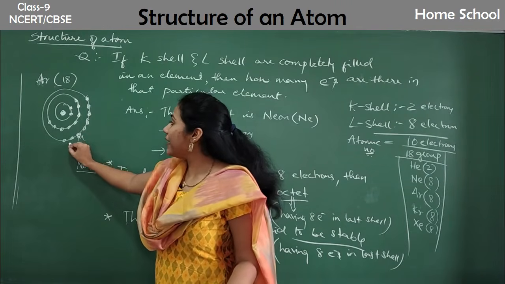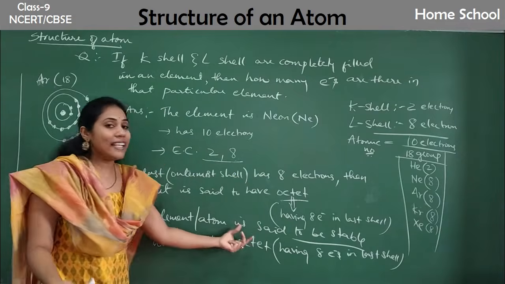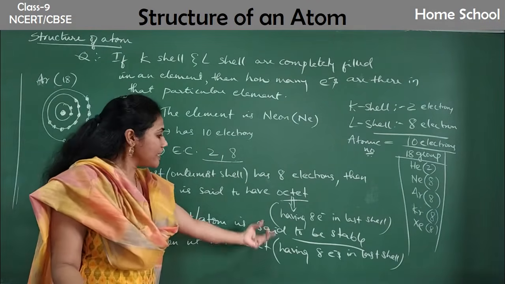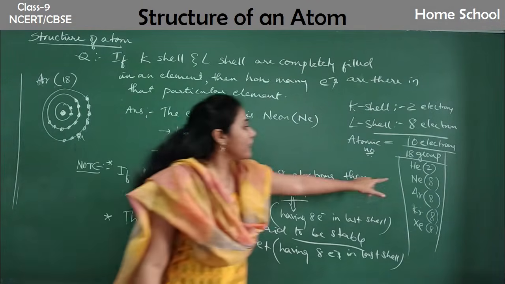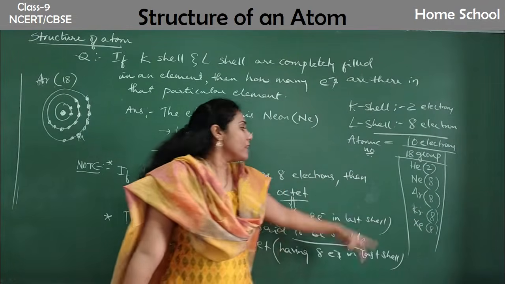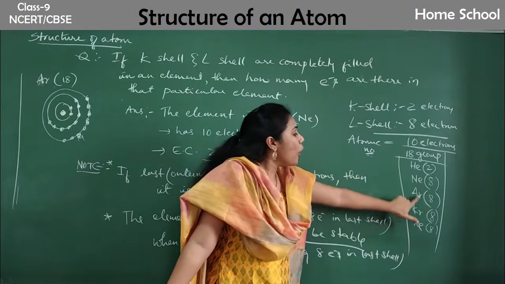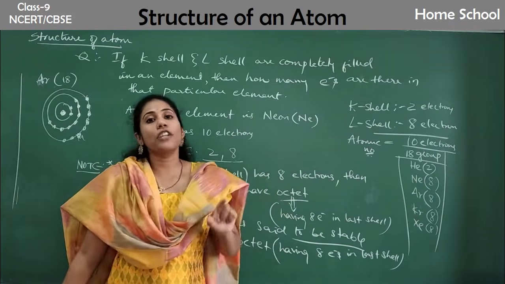In M shell how many electrons are there? Count, 8 are there. So what I just now told, in the last shell if you have 8 electrons, it is highly stable. See, argon also has 8 electrons. Similarly, krypton also will have 8 electrons. Xenon also will have 8 electrons. So, in 18th group, all elements show 8 electrons only.